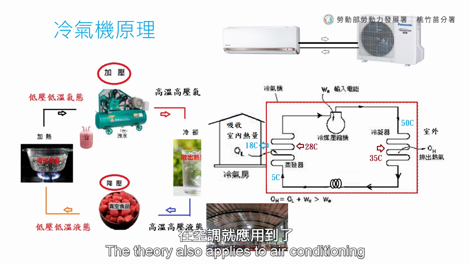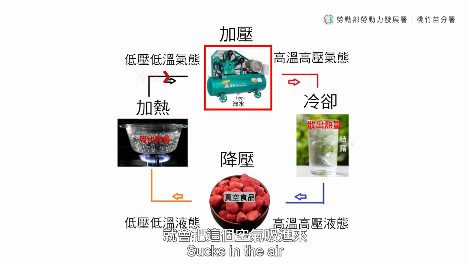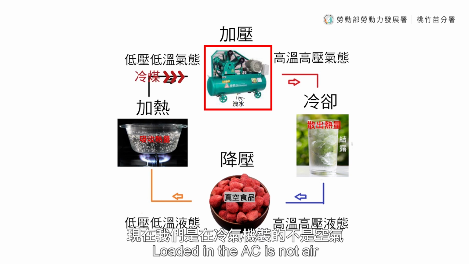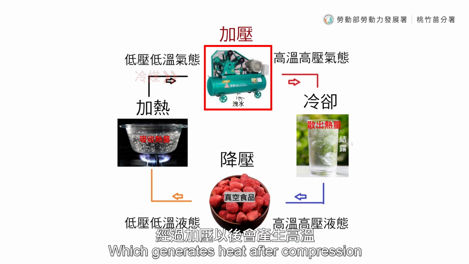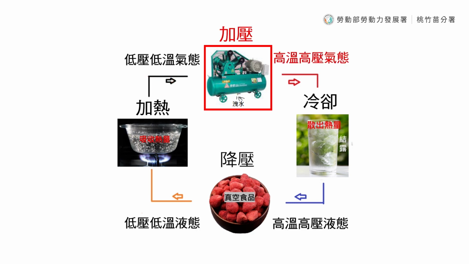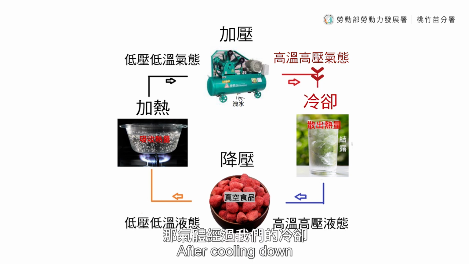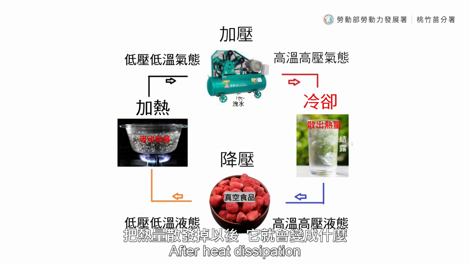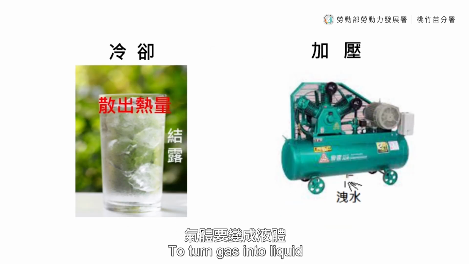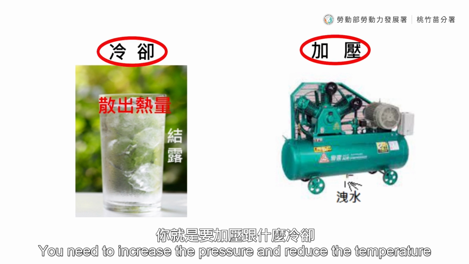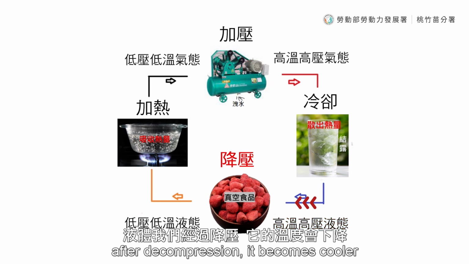The theory also applies to air conditioner. This air compressor sucks in the air. Loaded in the AC is not air, but refrigerants, which generates heat after compression. High pressure and temperature turn liquids into gases. After cooling down, after heat dissipation, the gas turns into liquid. To turn gas into liquid, you need to increase the pressure and reduce the temperature. Gas turns into liquid. After decompression, it becomes cooler.